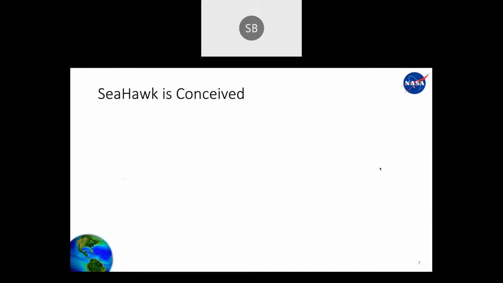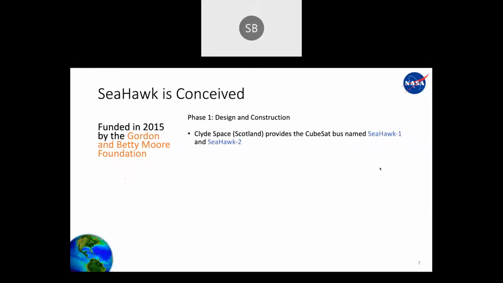The SeaHawk mission was conceived. In about 2015, a proposal was made to the Gordon and Betty Moore Foundation, and they were impressed and decided to fund this program. So now that we have some money, we have to start designing and constructing. So in phase 1, we had to find a partner. We needed to find a CubeSat provider, and the one that was selected was Clyde Space, which is based in Scotland, and they provided 2 platforms, the SeaHawk 1 and SeaHawk 2.